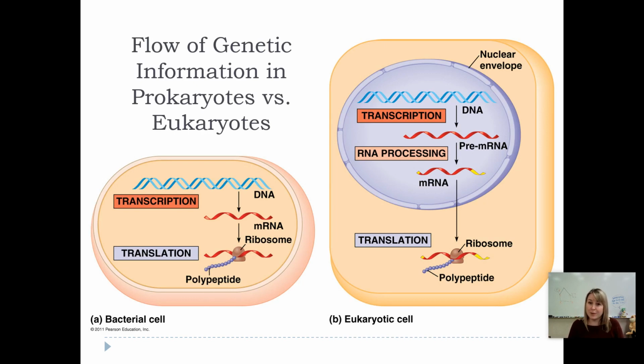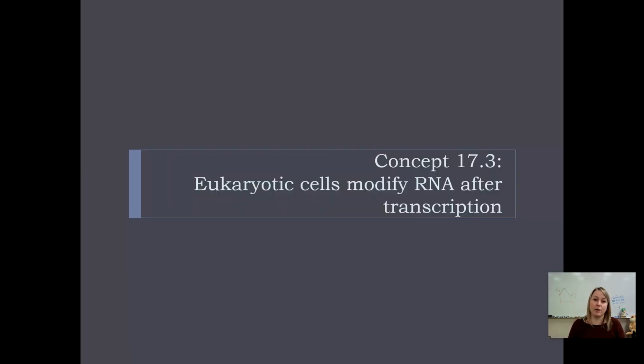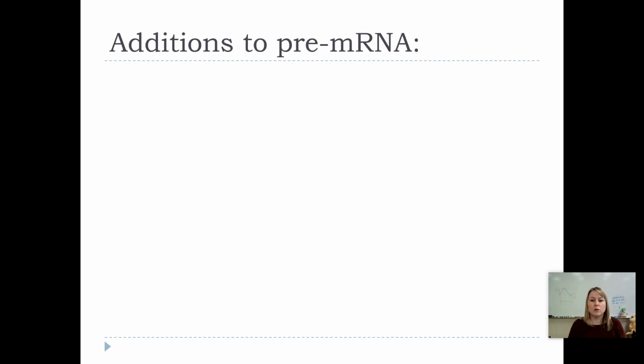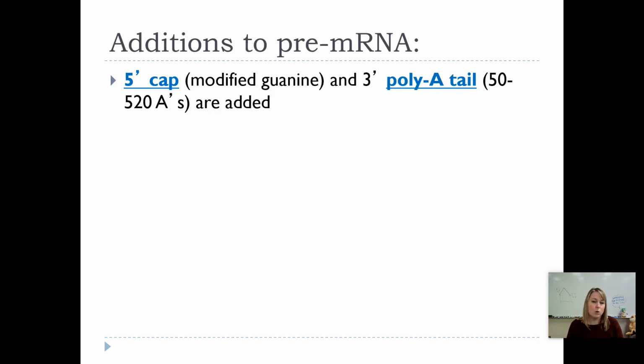But let's talk a little bit more about what's going on in eukaryotic cells. So the pre-mRNA is still hanging out in the nucleus. It is not ready to leave yet. We're going to add what's called a 5' cap. That gets added to the 5' end. It's basically a modified guanine that will end up helping the RNA find its ribosome.